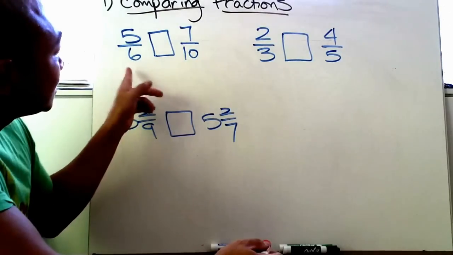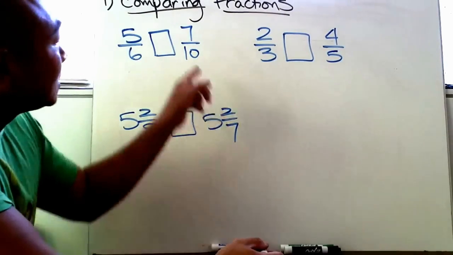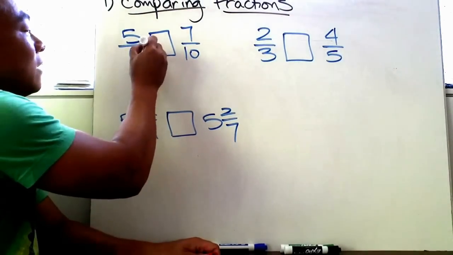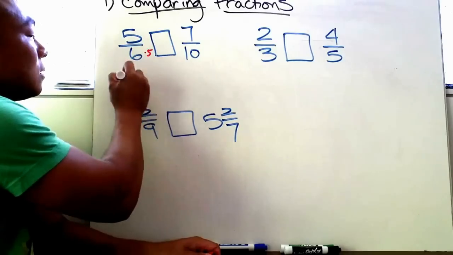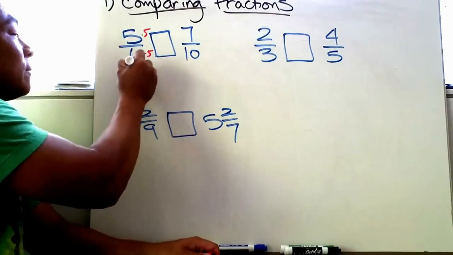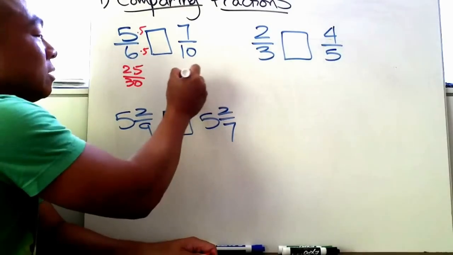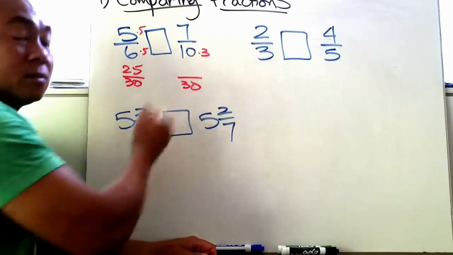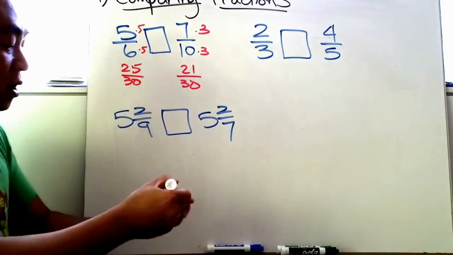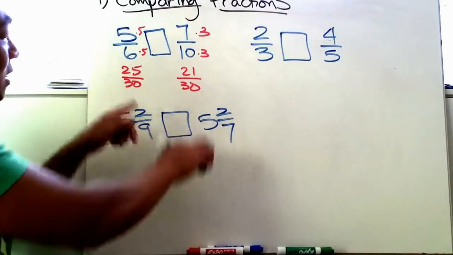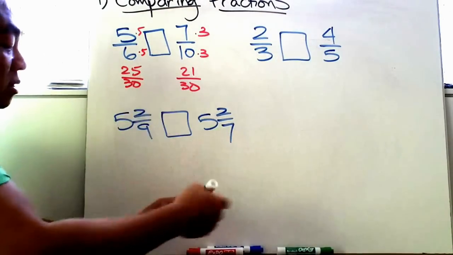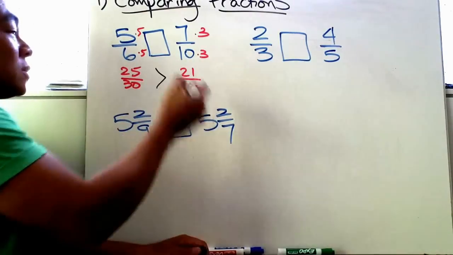I'm going to use 30 because 6 times 5 is 30, and 10 times 3 is 30. So I'm going to go ahead and do that. So here, times 5, that's going to give me 30. If I multiply that by 5, don't forget you have to multiply your top by 5, that gives me 25. Here, I want 30, which means I multiply this by 3, multiply this by 3, which gives me 21. Now we can go ahead and compare, because both of our denominators are the same, we just have to compare the tops. Now if you look at 25 and 21, of course 25 is going to be larger than 21.